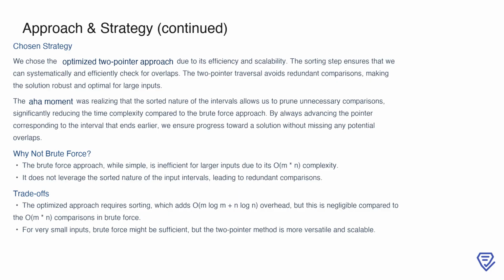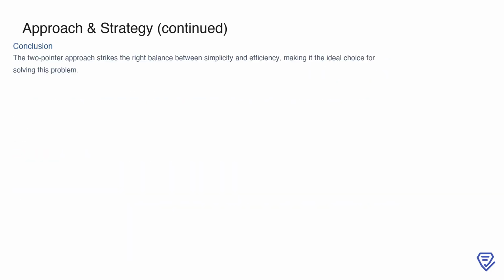sizes. The two-pointer approach provides the perfect balance of simplicity and efficiency, making it the ideal choice for solving this problem. It leverages the sorted nature of the intervals to minimize redundant computations and ensures scalability for large inputs. By combining systematic traversal with early termination upon finding a valid result, this method strikes a harmonious balance between performance and clarity, addressing the problem requirements in an optimal way.